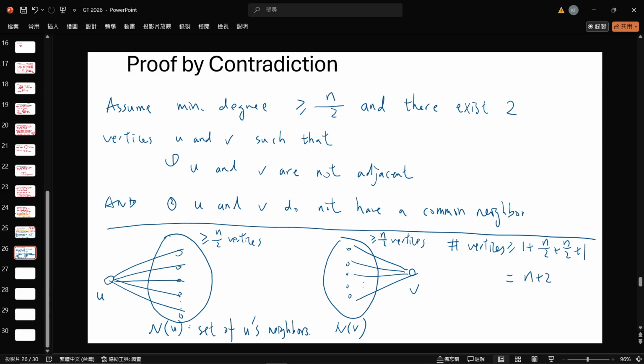So this is impossible because according to our definition, n is the number of vertices. Now you have more than n vertices. So this is wrong, which means that we've done, because we proved by contradiction.